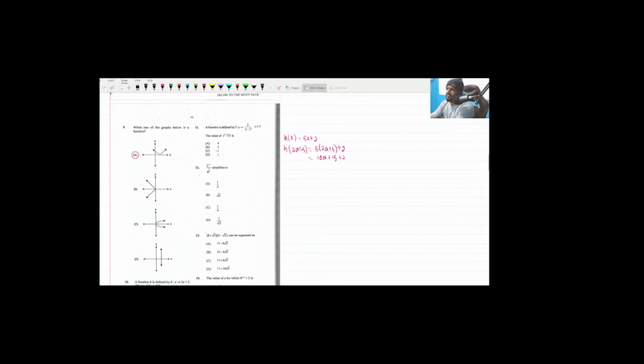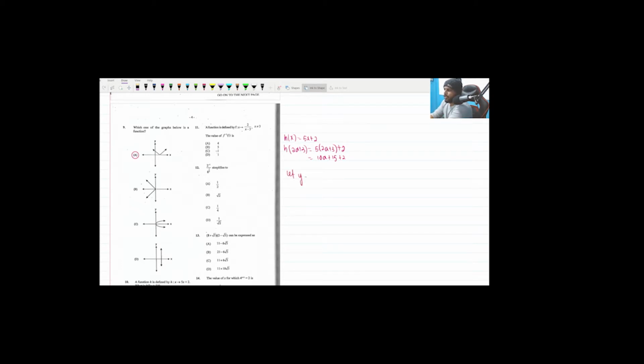A function is defined by that. The value of f inverse of 1 is, alright, so let me take a little 2 minutes and do a little explanation, probably for a shortcut in questions like this. So one way is just simple, calculate f inverse of x, then calculate f inverse of 1. So let's do that one first.